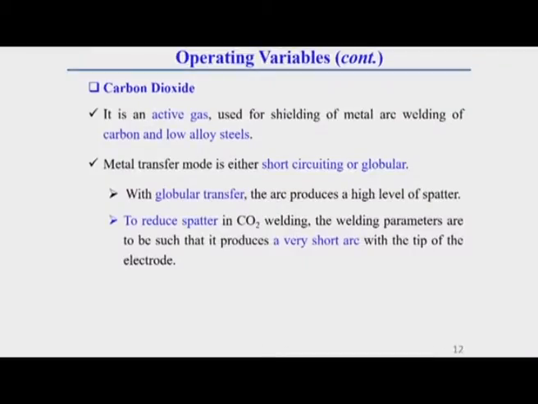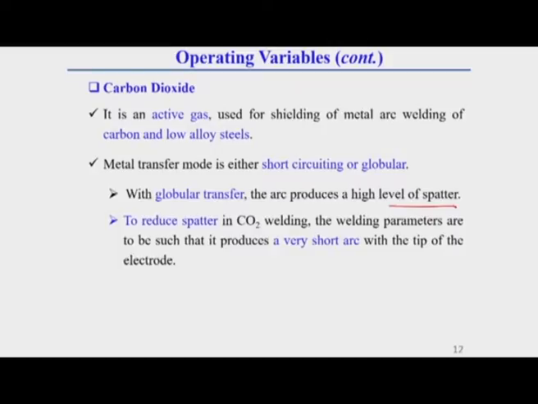This active gas always produces either short circuiting types of metal transfer or globular types of metal transfer. With this gas, it is generally difficult to get spray types of metal transfer. That is why, with globular transfer, the arc produces high spatter, as we know.